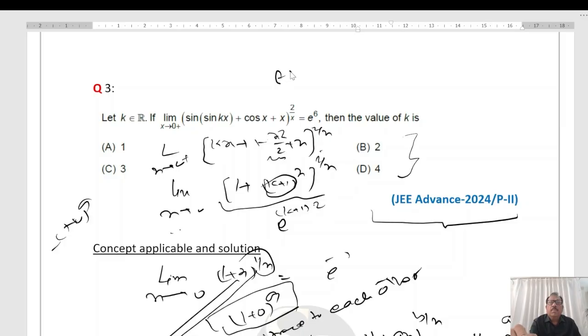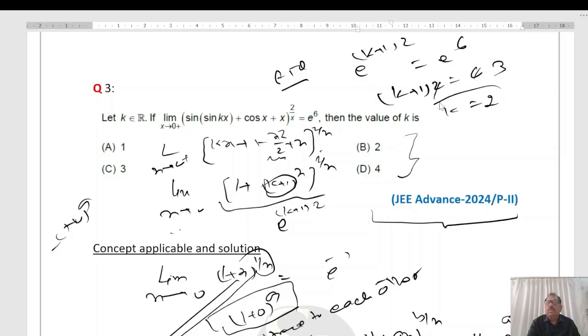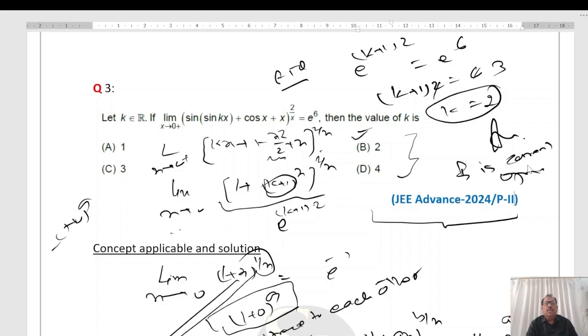According to question, this is given to be e की power 6, so e की power k plus 1 into 2 equal to e की power 6. So k plus 1 into 2 equal to 6. This comes out 3. K comes out to be 2. This is the answer. B is the correct option. Right?